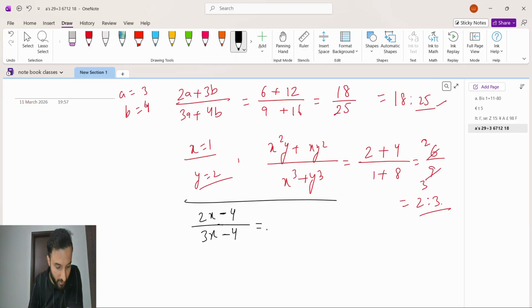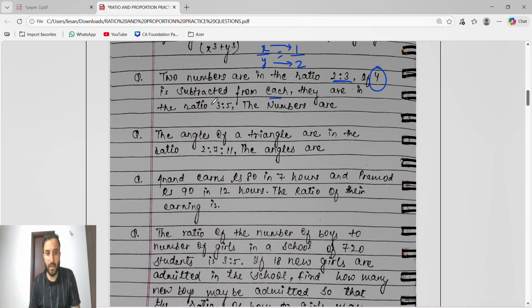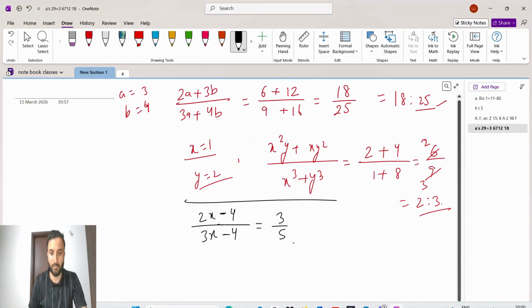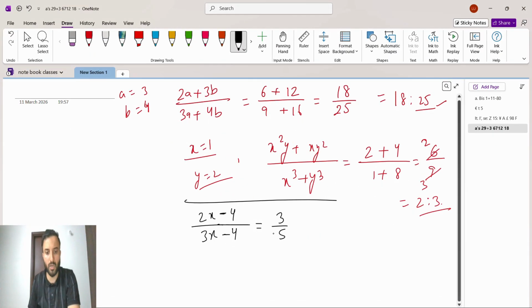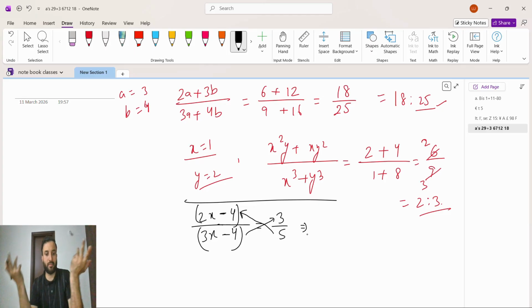Each means from both numerator and denominator. What we are getting? We are getting 3 is to 5. They are in the ratio 3 is to 5. We have to find the numbers. Very simple, guys. What we will do? We will do the cross multiplication. And in cross multiplication, we have to multiply 5 with the whole. We will multiply 3 with the whole. Don't make the blunder of multiplying 5 with only 2x, multiplying 3 with only 3x.